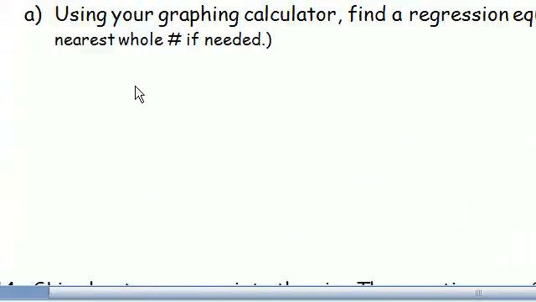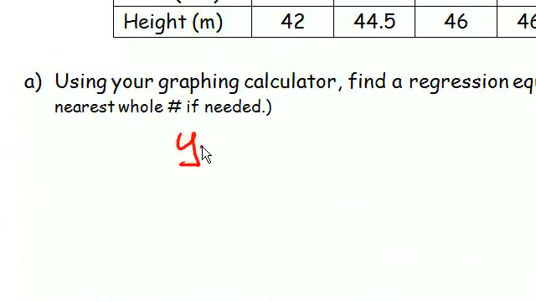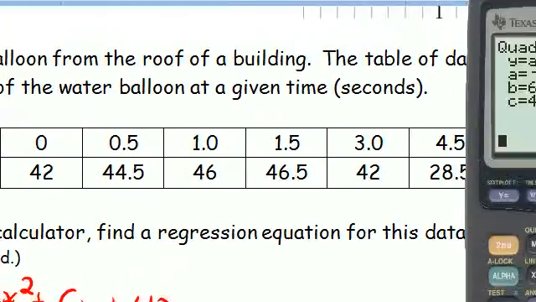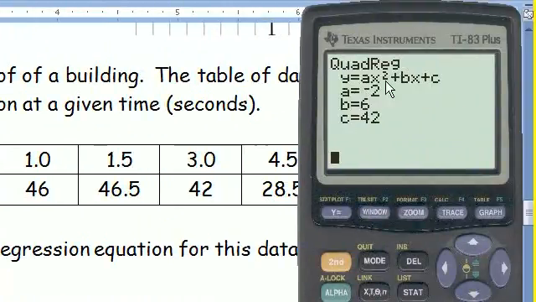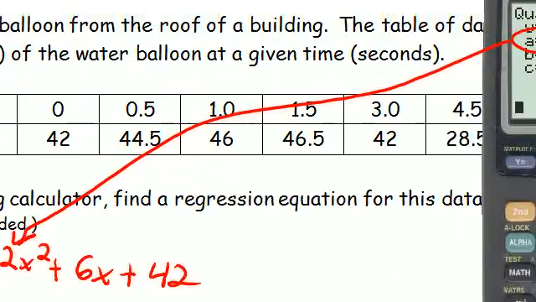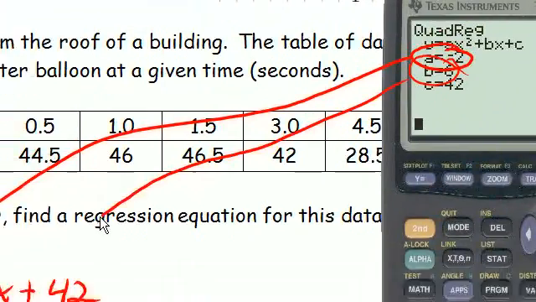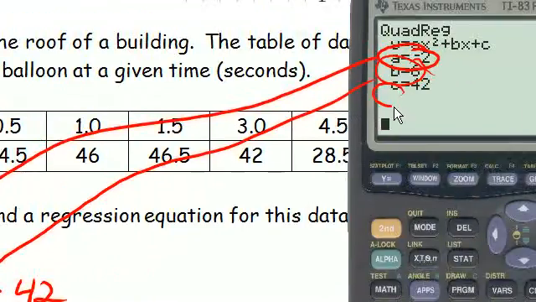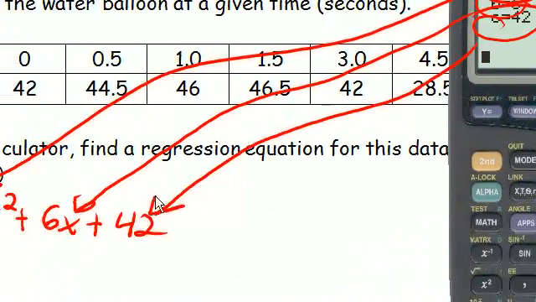Let's go ahead and write that down. So I'm just copying off the calculator screen here. y equals -2x squared plus 6x plus 42. And as you can see, that's exactly what the calculator gave me here. There's our A, which was right there. There's our B, which is right here. And there's our C, 42, which is right there. Very, very good.